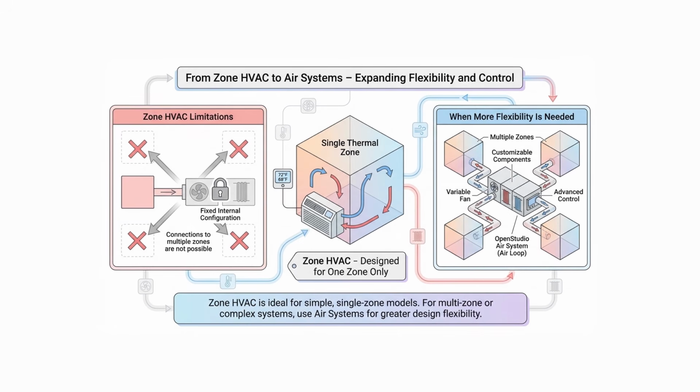Zone HVAC equipment is very useful for modeling simple systems that serve a single thermal zone. But, by design, these systems are limited. They cannot serve multiple zones, and their internal configuration cannot be extensively customized. When a project requires more flexibility, such as supplying conditioned air to several zones or designing more advanced HVAC configurations, we need to move beyond zone equipment and start working with OpenStudio air systems, which provide a much higher level of control over system design.